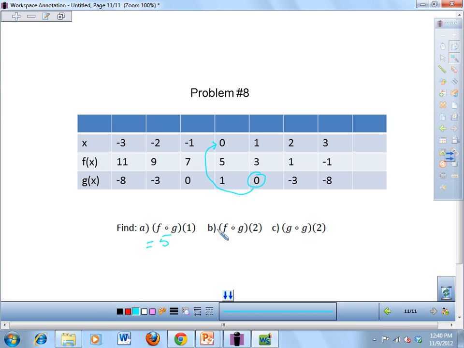So f of g of 2 says, first we go to 2 and plug that into g, and we get out negative 3. Then I take that negative 3 and plug it in for f. So I go over here, and what do I get out? 11, right? So this is 11.